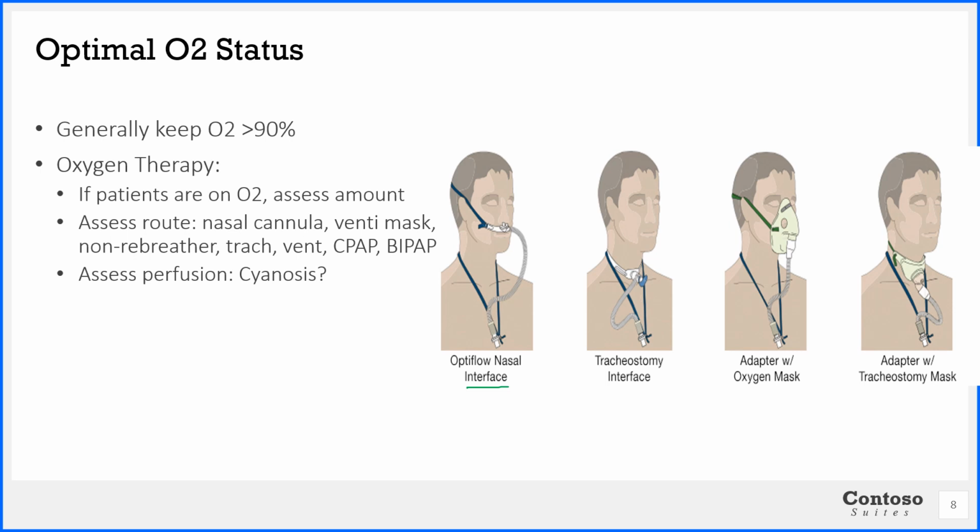Assessing perfusion. So one of the biggest things is we're going to look at their skin. We're going to look and see if their skin's blue, if they have cyanosis, if they have any problems with their circulation, with their perfusion, with their oxygenation. It kind of all ties together.